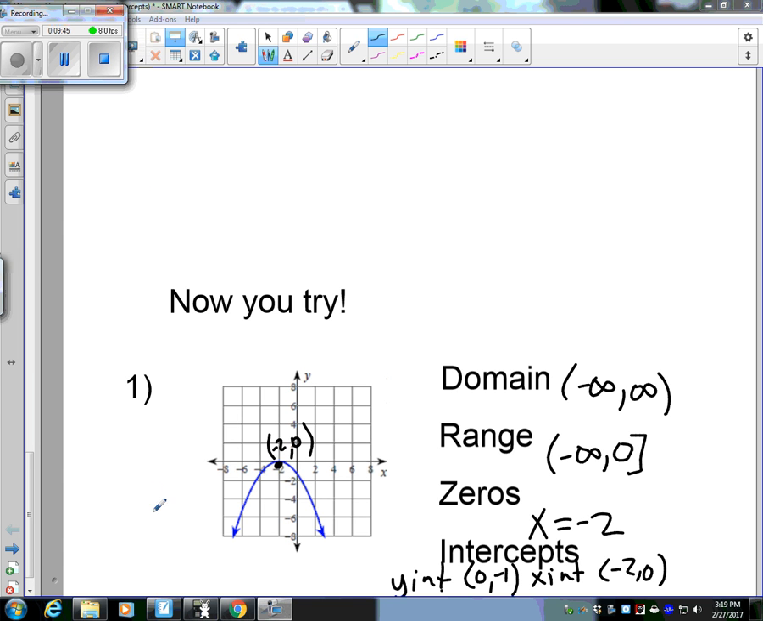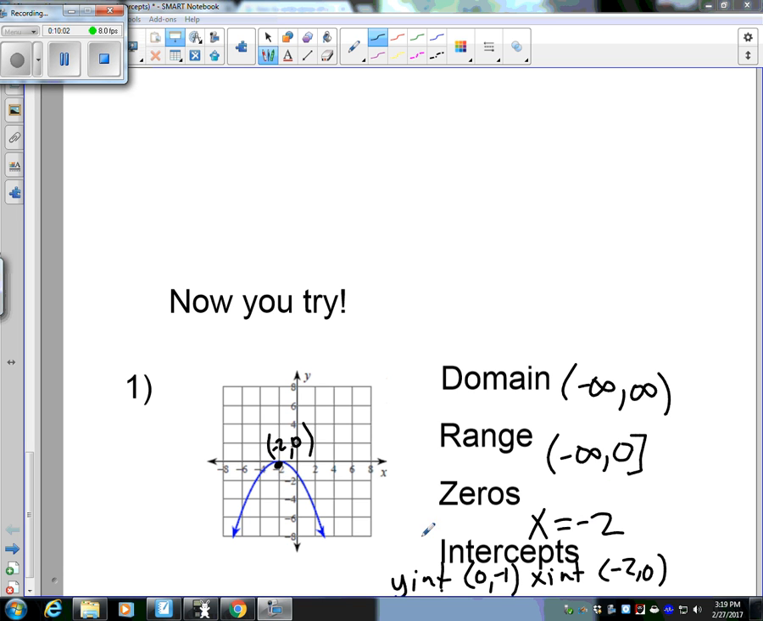So here are the answers. Domain, negative infinity to the left, infinity to the right. The range, both sides go from negative infinity, and they go up to 0, and 0 is included. It's a point that's included, so we put the bracket on.